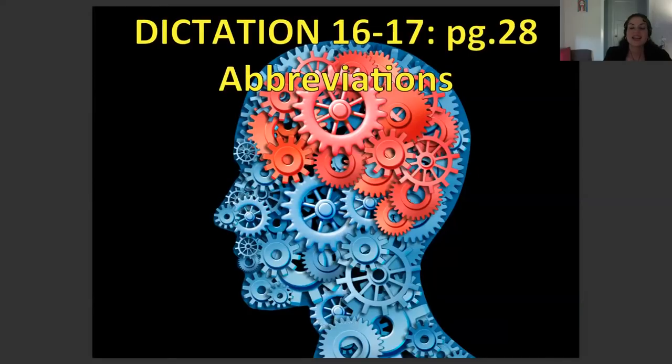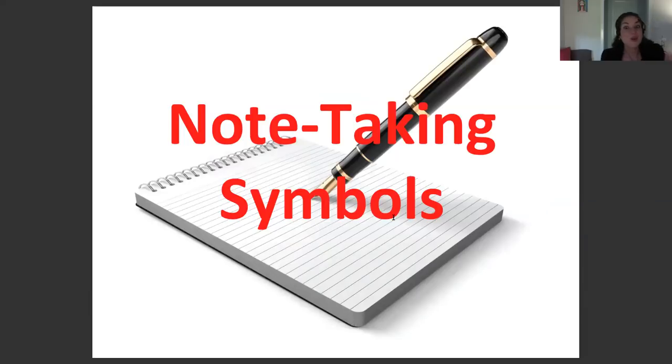And this has to become automatic. So the way for this to become automatic is through dictations. Doing dictation 16 and 17 on page 28 repeatedly until you know this by heart, until it flows out of your fingertips, okay? Now let's talk about note-taking symbols.